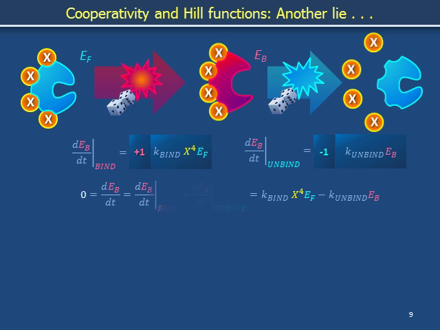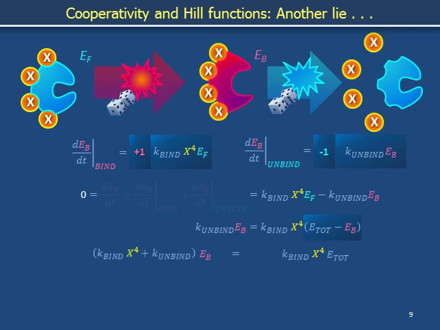Consider the steady state, where the total time rate of change of the bound population is 0, where the time rates of binding and unbinding are balanced. Move K sub unbind times E sub B from the right to the left-hand side. Recognize that the free enzyme population is the difference between the total enzyme population E sub tot and the bound enzyme population E sub B. Then move all the terms containing E sub B to the left side of the equation, isolating the term K sub bind times the 4th power of the concentration of X times E sub tot on the right-hand side. Cross-multiply.